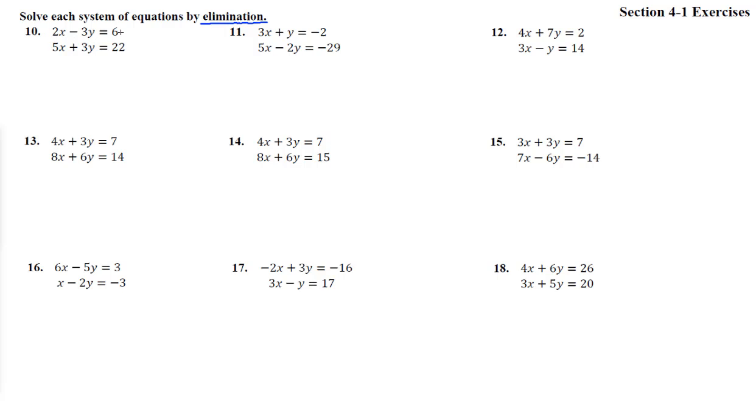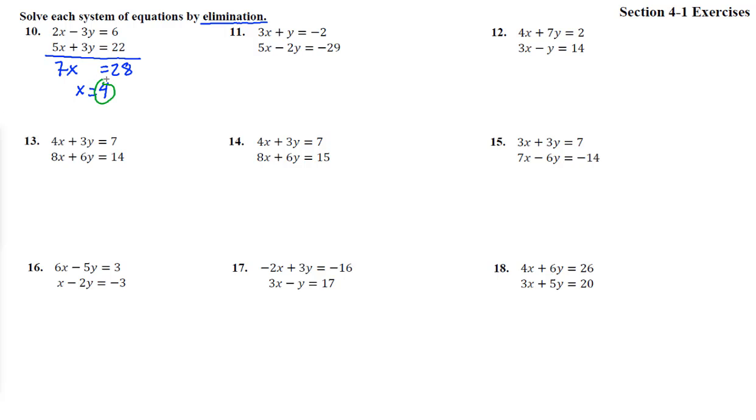2x minus 3y equals 6, 5x plus 3y equals 22. These two are already set up for elimination. If we add the two equations together, we get 7x, the y's are gone, equals 6 plus 22, which is 28. That gives us that x equals 4. All right, so x equals 4.